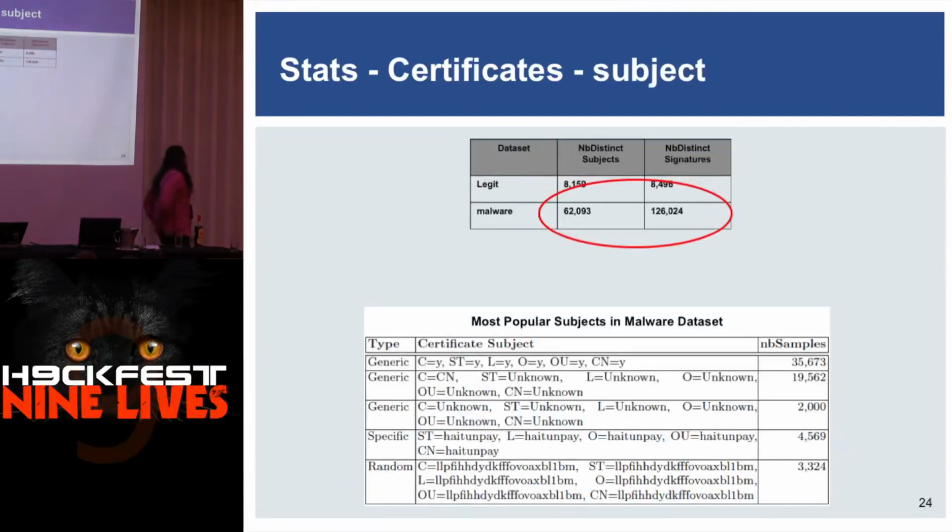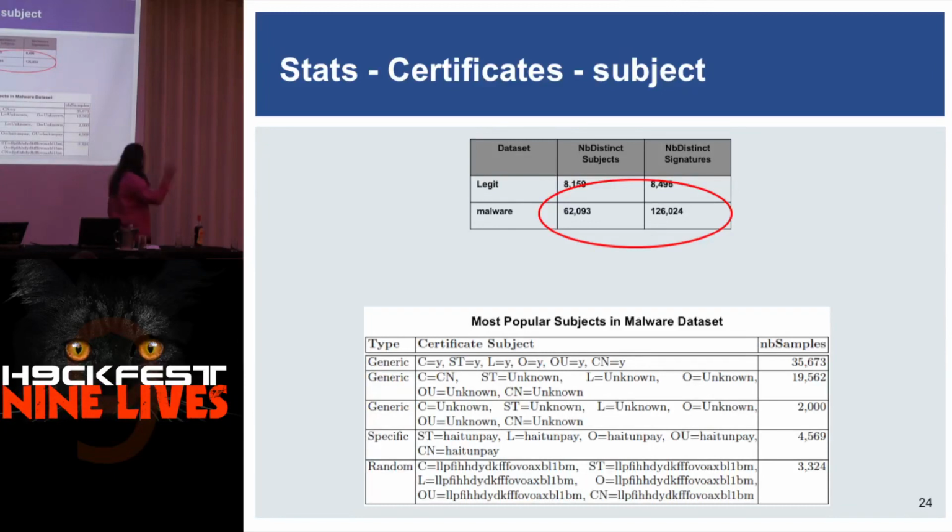That was fun. Now, there's the subject field in the certificate, so who the certificate belongs to, let's say. For legitimate applications, we got almost a one-to-one correspondence between the number of different certificates we see, the different signatures, and the number of different subject names we see. Roughly one-to-one, not quite there, but for malware, it's 1 to 2. So subject names get reused twice as much as certificates themselves. This is interesting. We can see a bunch of examples here.